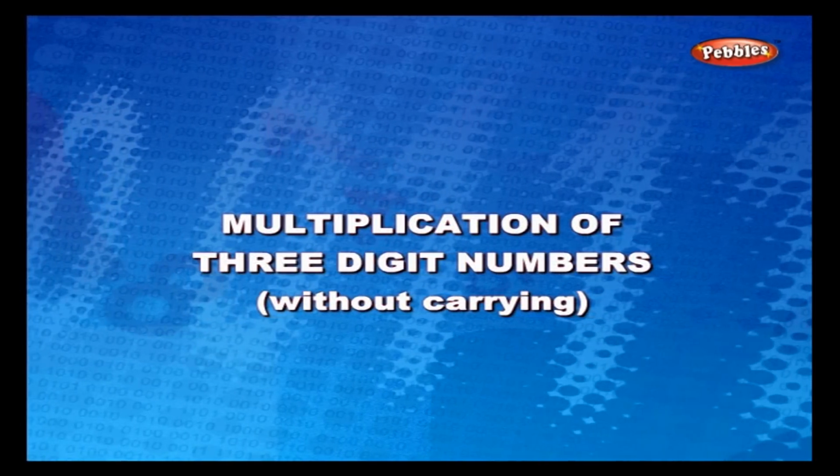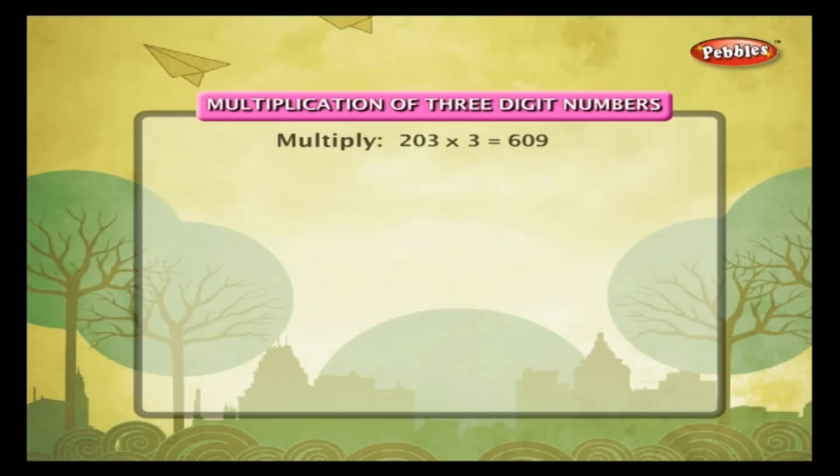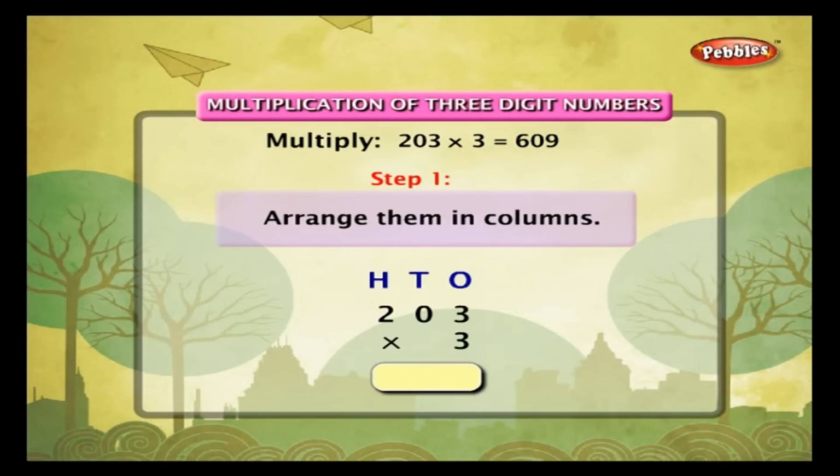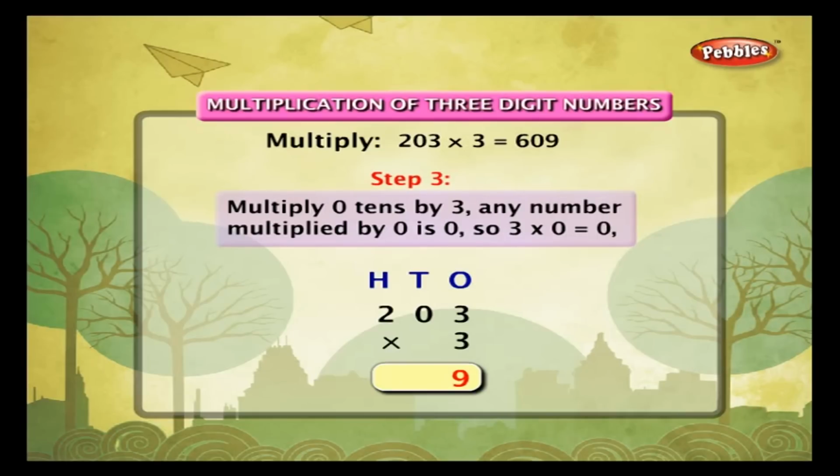Multiplication of three-digit numbers without carrying. Example, multiply 203 by 3. Arrange them in columns. Multiply 3 ones by 3. 3 into 3 is equal to 9. Write 9 below the ones column. Multiply 0 tens by 3. Any number multiplied by 0 is 0. So, 3 into 0 is equal to 0.